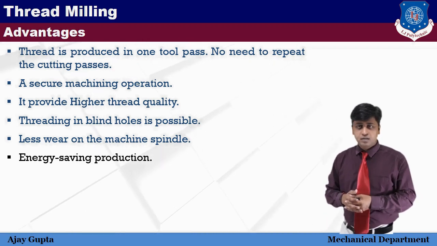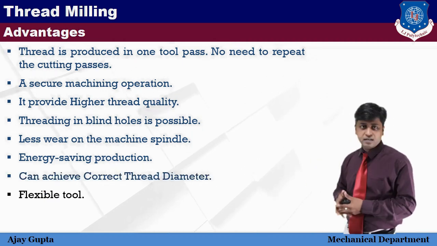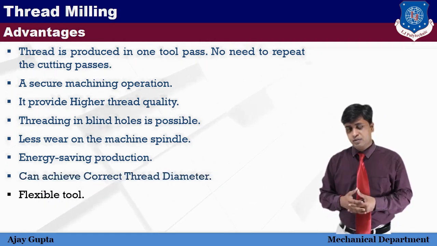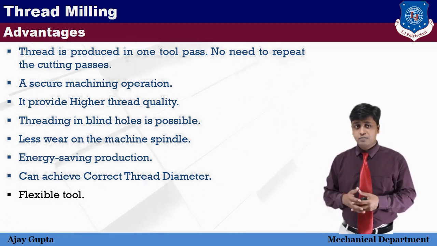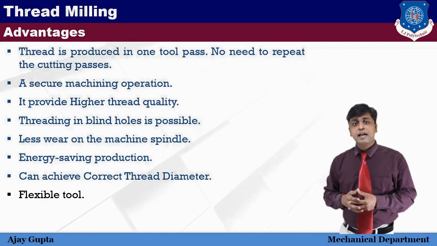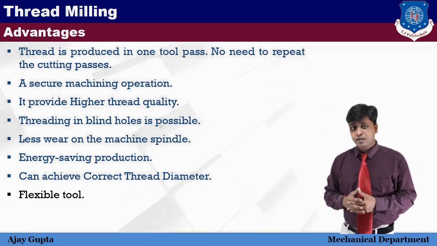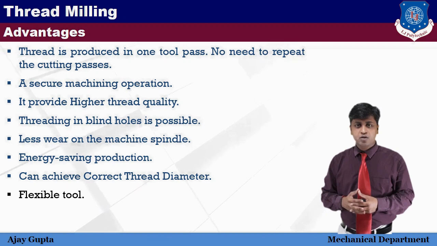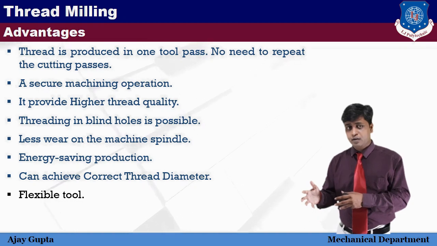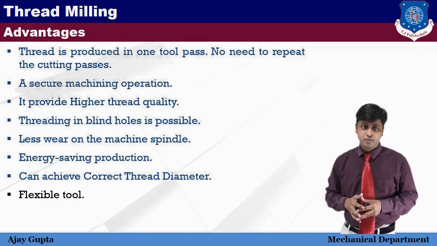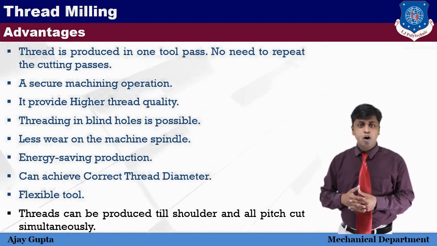Now the next point is that you can achieve correct thread diameter. Next point, flexible tool. Yes, we can say it. In thread milling, the tool used is flexible. Why? Because the same cutter can be used for right hand and left hand threads. Threads with different diameters can be made with the same tool as long as the pitch is the same. So the tool is not different, the tool is the same, but it is known as a flexible tool.